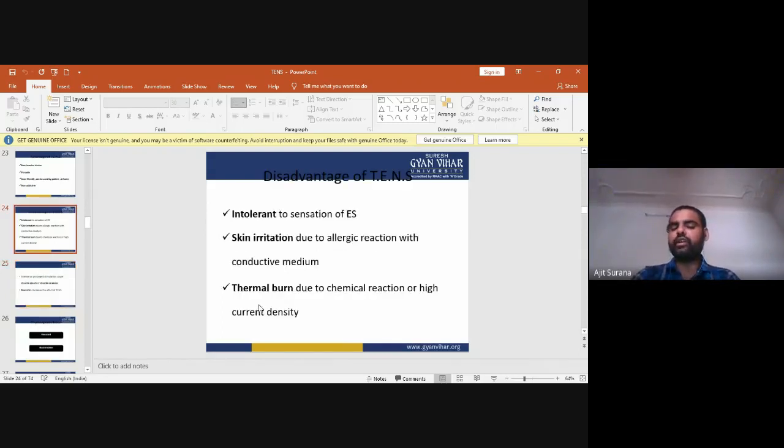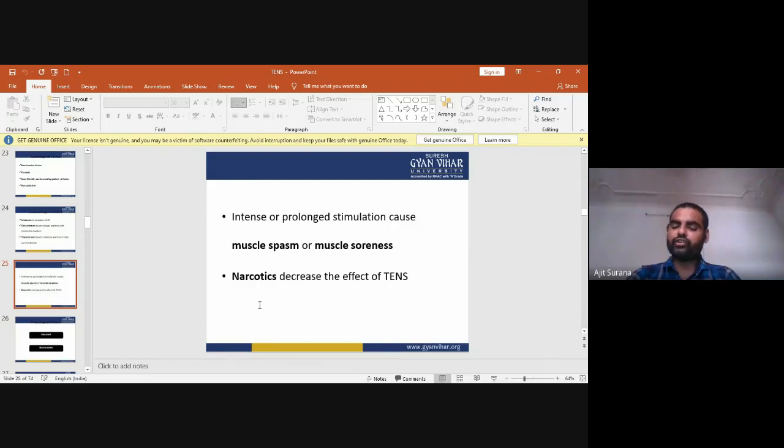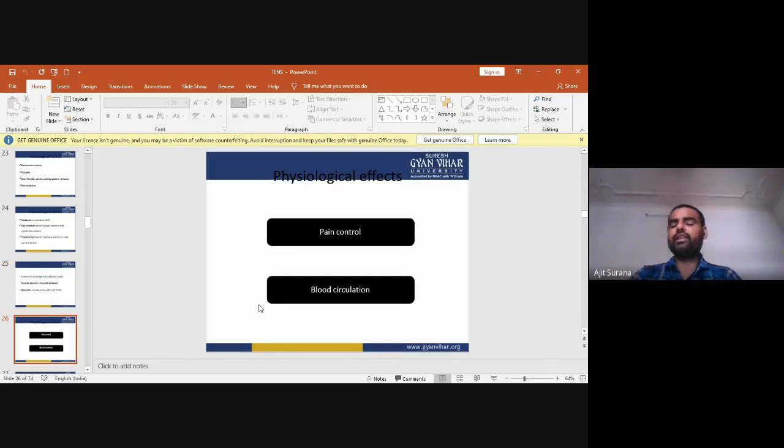First, intolerance to the sensation of ES. Skin irritation, mainly due to the allergic reaction with conductive medium. Thermal burn due to the chemical reaction or high current intensity. Intense or prolonged stimulation can cause muscle spasm or muscle soreness. Narcotics decrease the effect of the TENS. Now the physiological effects of the TENS.